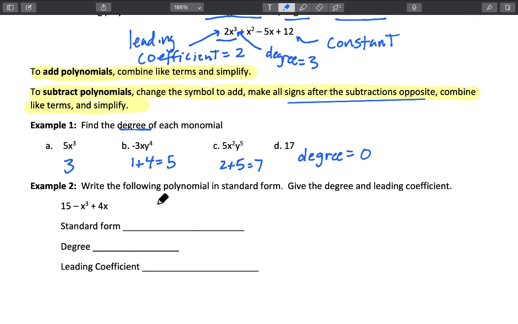All right, example 2, we're going to write the following polynomial in standard form. Remember, that's highest to lowest degree from left to right. Then we're going to give the degree and the leading coefficient. All right, standard form. Here we go. Negative x cubed plus 4x plus 15. Notice that that 15 is positive. There's no negative sign in front of it. The x cubed is negative, and therefore the leading coefficient is that number in front of that x cubed, and that's negative 1. And the degree of this polynomial is 3.